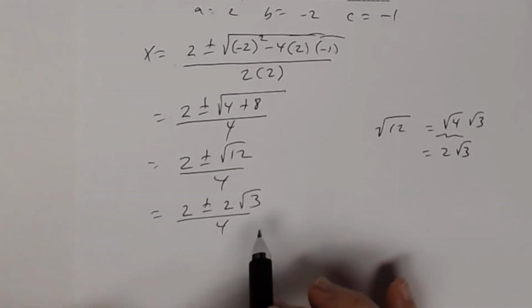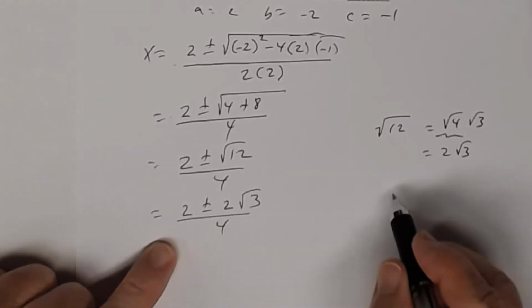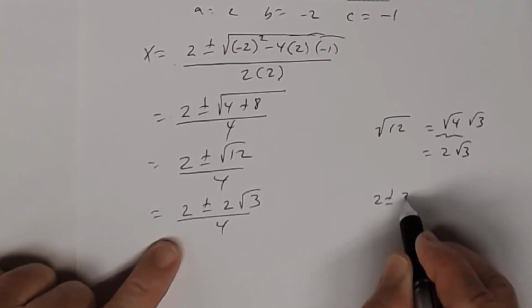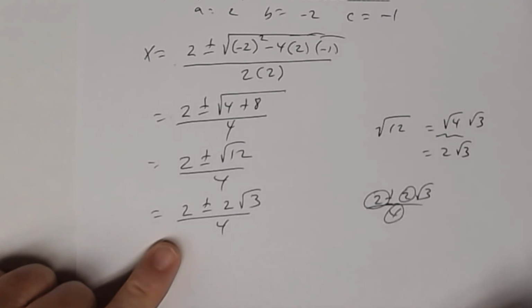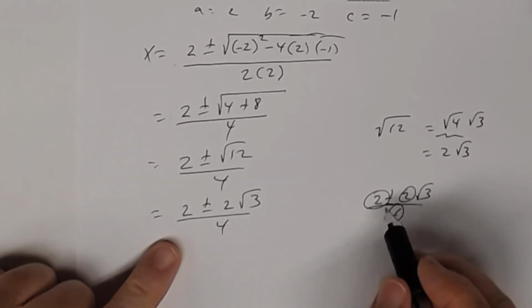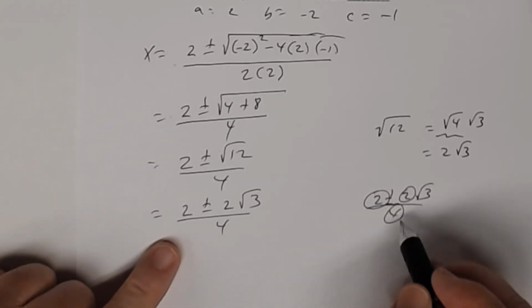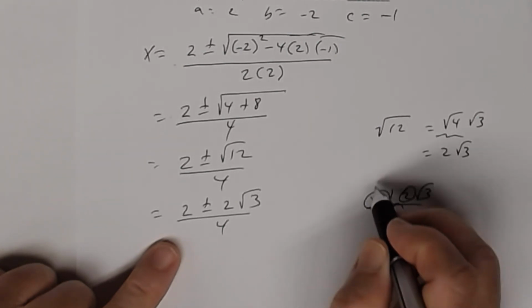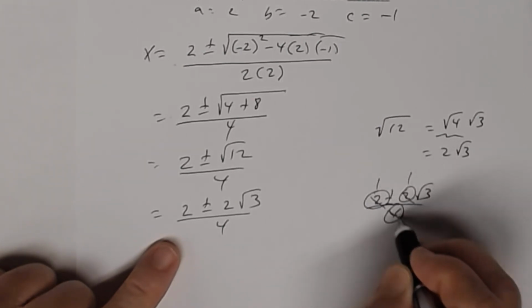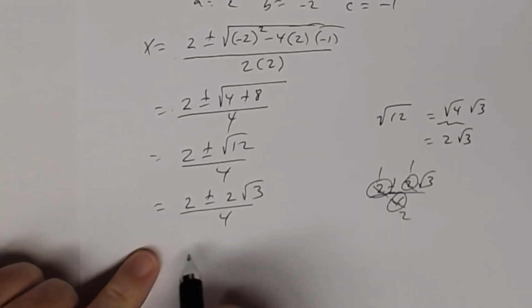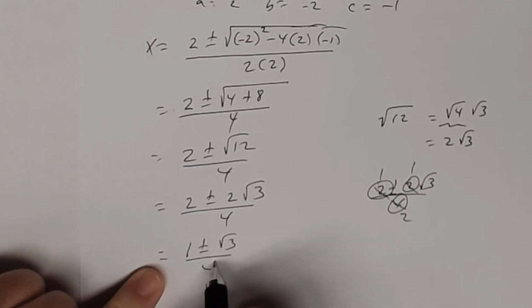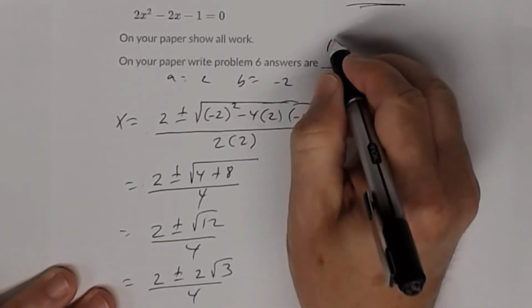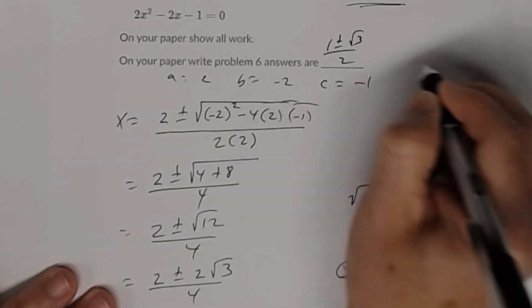And now you can do one of several things here. You could recognize that these numbers that I'm circling are all divisible by 2. So if I divide all these terms by 2, I get 2 divided by 2 is 1, 2 divided by 2 is 1, 4 divided by 2 is 2. So that means I can write this as 1 plus or minus the square root of 3 divided by 2. So that goes here.